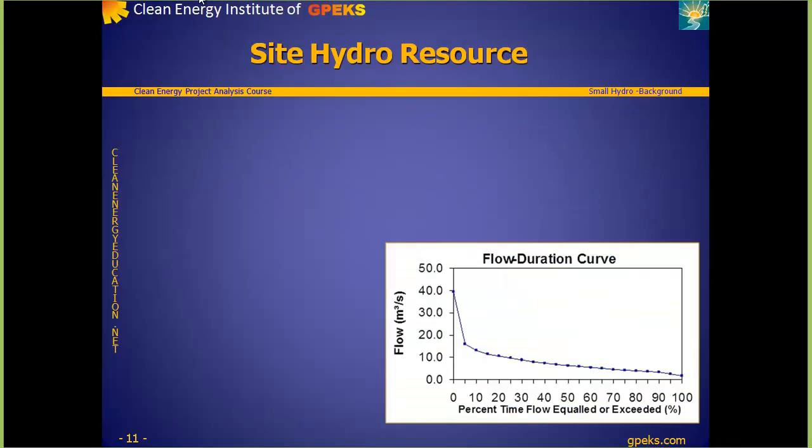Site hydro resource. The hydro resource varies greatly from one location to the next. At a site with an exploitable river having reasonable head and flow, the resource can be enormous. At sites without a river, the resource is zero. Few renewable energy resources are so site dependent.